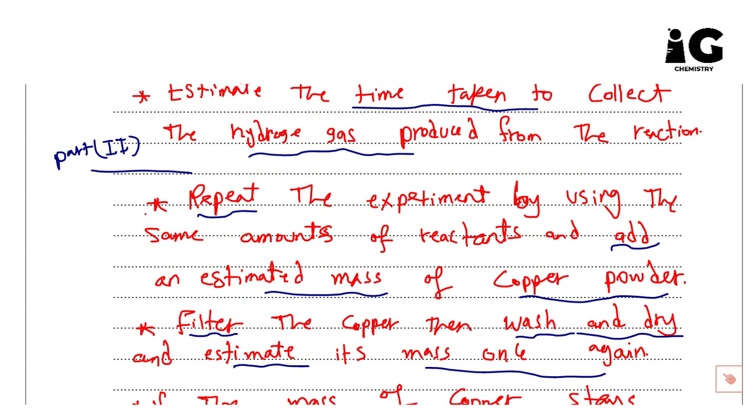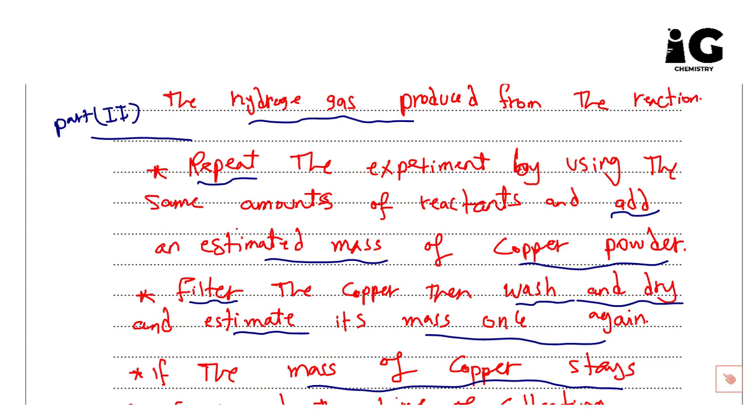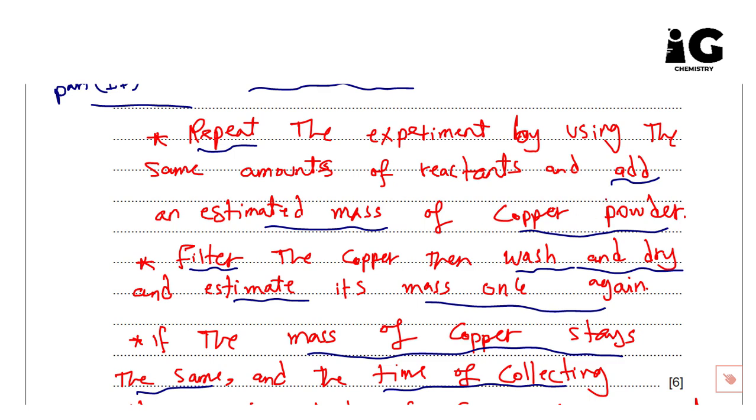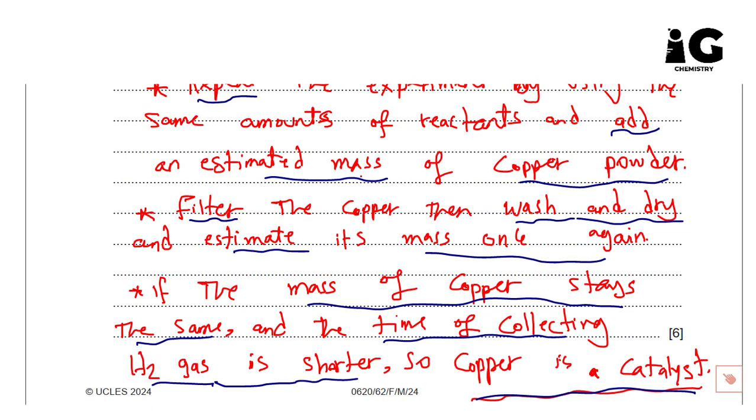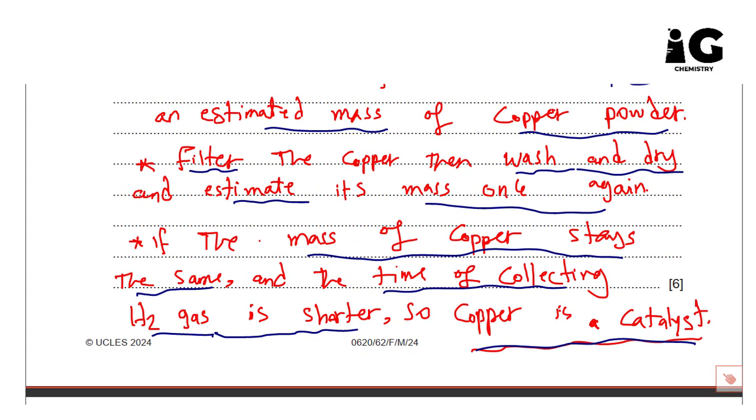In part two, we are going to repeat all procedures. So repeat the experiment using the same amounts of reactants, and we need to add an estimated mass of copper powder, which is supposed to be a catalyst. Now, after finishing the experiment, we need to filter the copper, then wash and dry it to make sure it's pure, and then estimate its mass once again. So, in case the mass of copper stays the same, and the time of collecting H2 gas is shorter, it means copper is a catalyst.